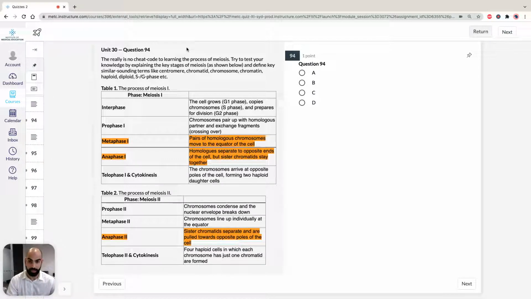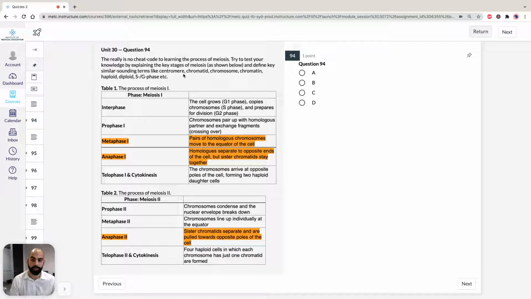What is G phase? What's S phase? What's G0, G1? What are cyclin-dependent kinases? What are these cyclins? What do they do? What is a centromere? What's a chromatid? What's a chromosome? What's chromatin? What's haploid? What's diploid? All of these terms can be confusing because they all sound the same, but the only way to get your head around it is to actually buckle down and study the processes.